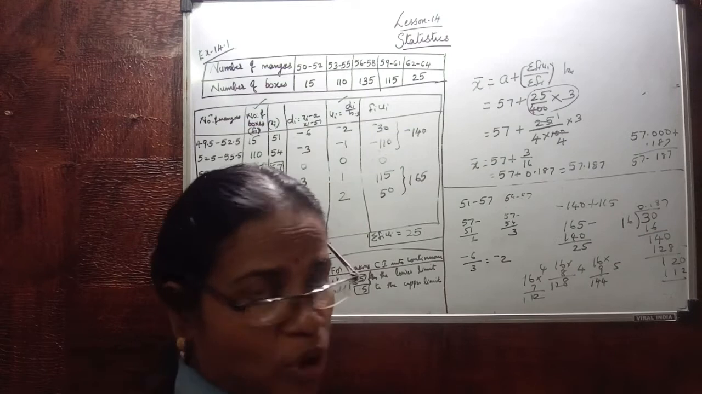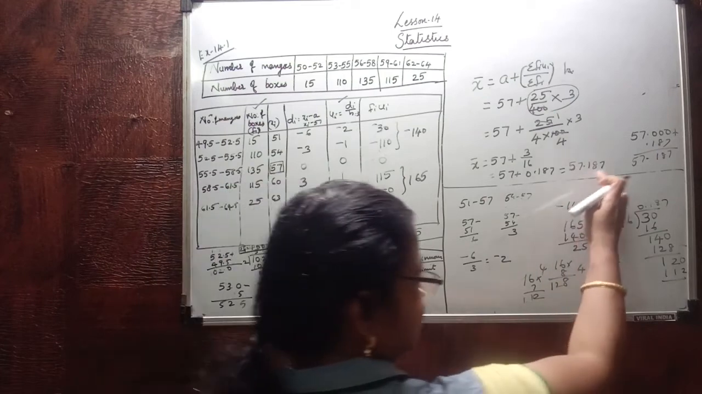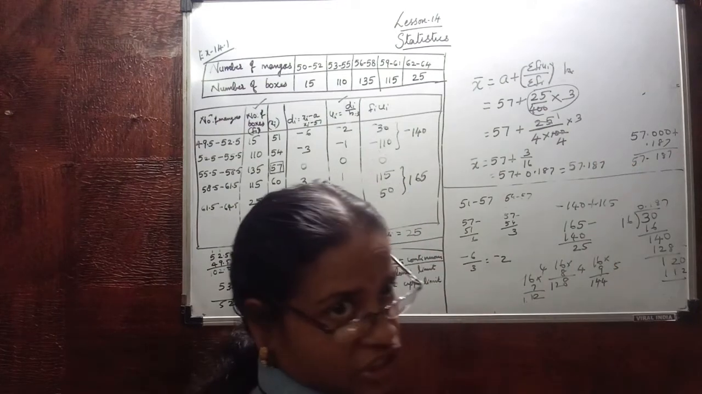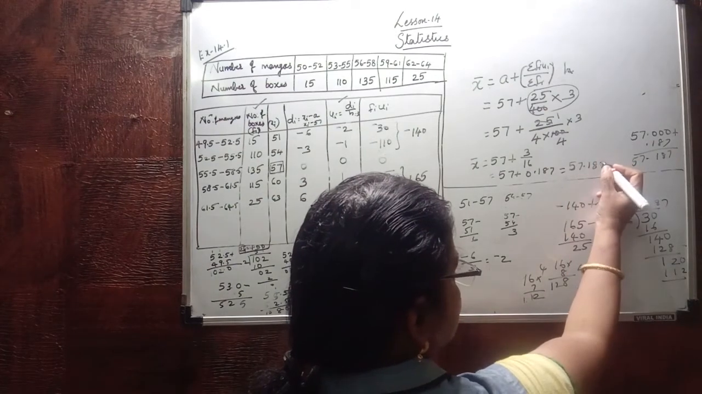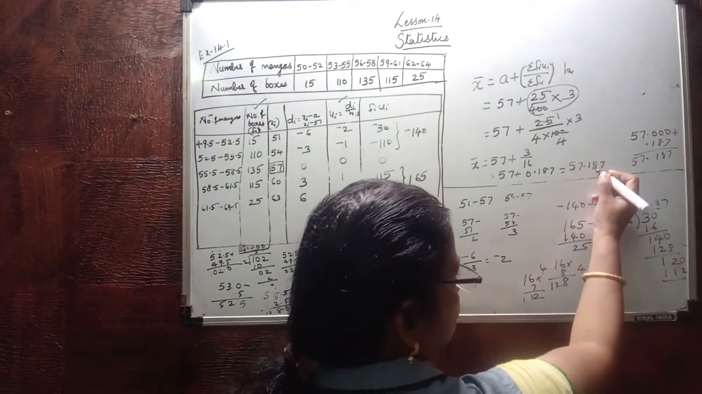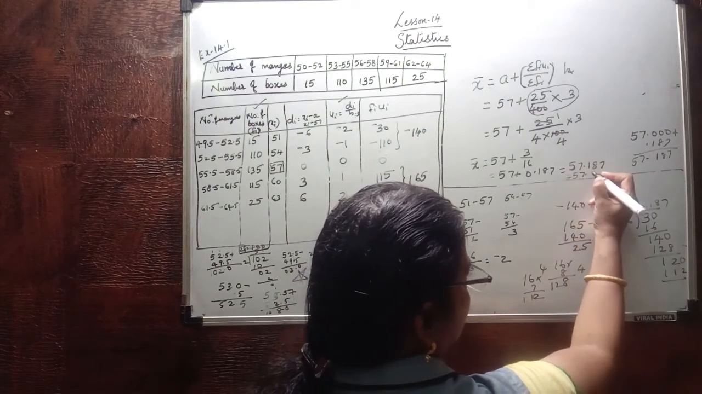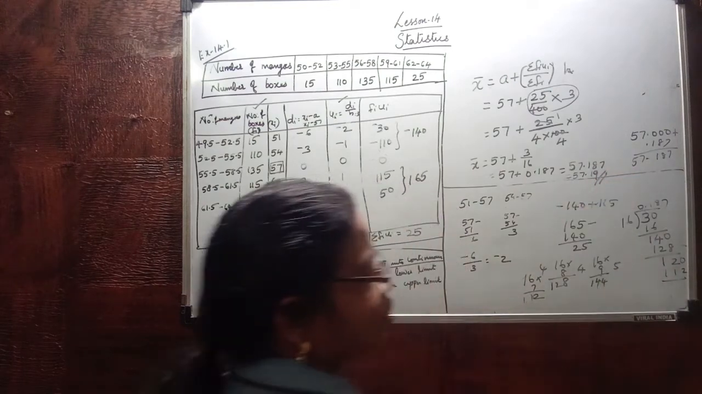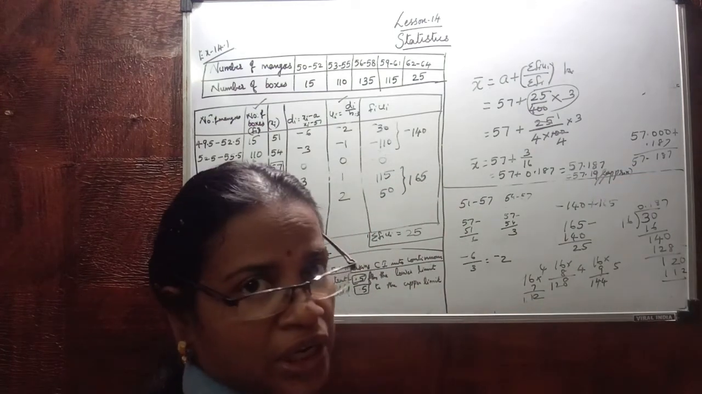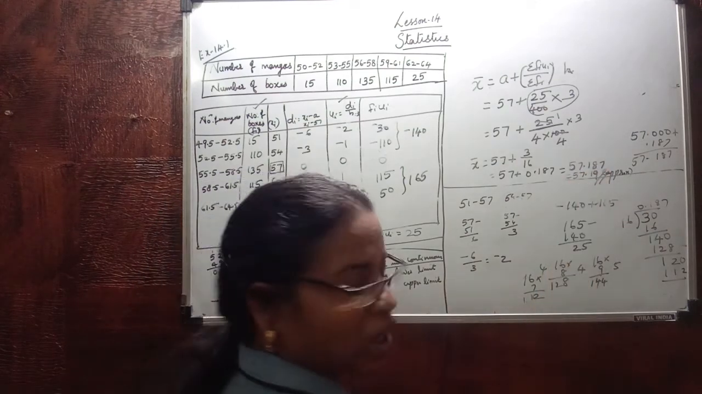And you can do it in approximation with 2 digits. How will you do the approximation? If the third digit is 5 or more than 5, add plus 1 to the previous digit. Here this 7 is more than 5, so add plus 1 to the previous digit. The previous digit is 8, so add plus 1. So it will be 57.19. That is the approximation. Clear? So in your answer you will get 57.19 or 57.187.